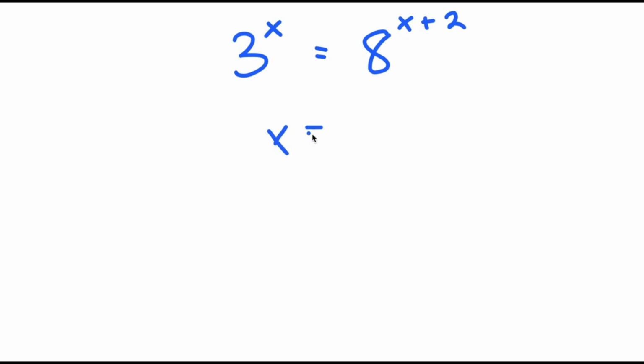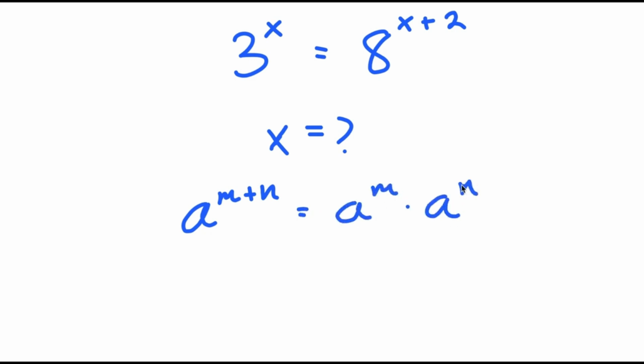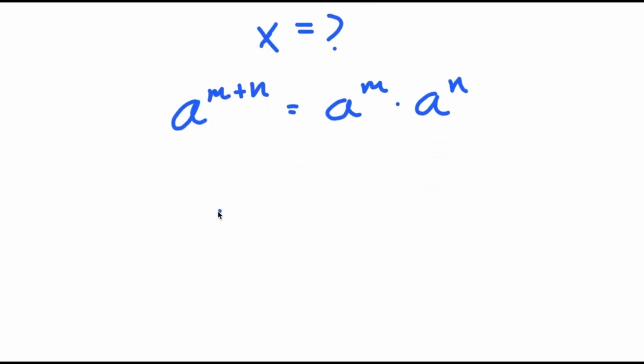Alright, so in this video, I'm going to be solving the equation 3 to the power of x is equal to 8 to the power of x plus 2. So, to solve this, I'm going to first start by using the property a to the power of m plus n is equal to a to the power of m times a to the power of n. So a to the power of x plus 2 is equal to a to the power of x times a to the power of 2.